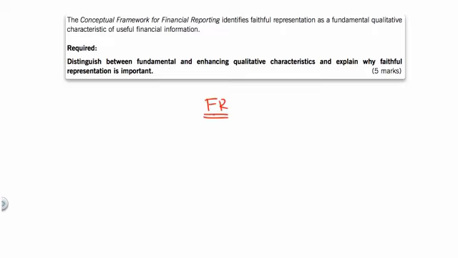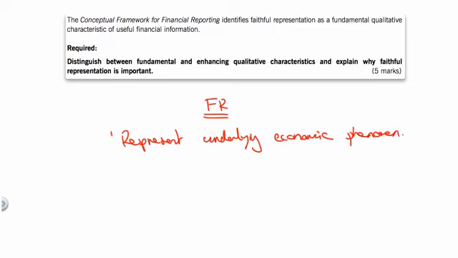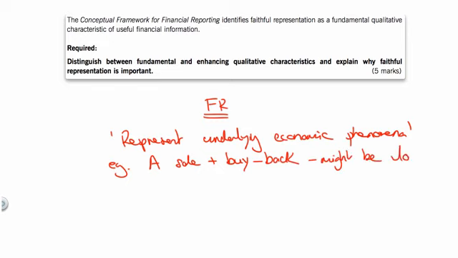So this is all you need to know about faithful representation, okay? You need to remember the words, that the information should represent the underlying economic phenomena. Okay, so you're trying to show the true position, and a good example of that is a sale and buyback. If you sell something and then agree to buy it back, that might not be a sale. That might actually be, not always, but it might be, and often is, a loan. So you would account for it as its true economic phenomena, which is a loan. You sell something, you agree to buy it back at more cost, that's basically a loan.